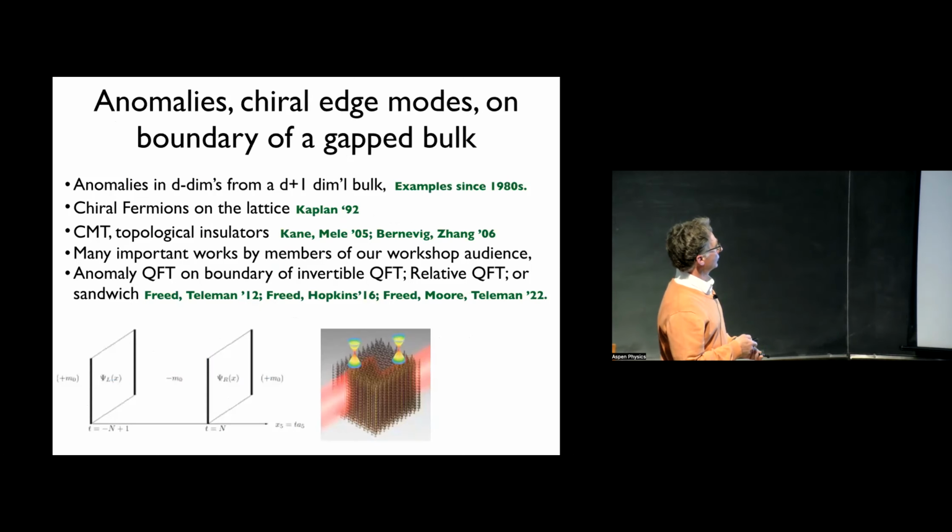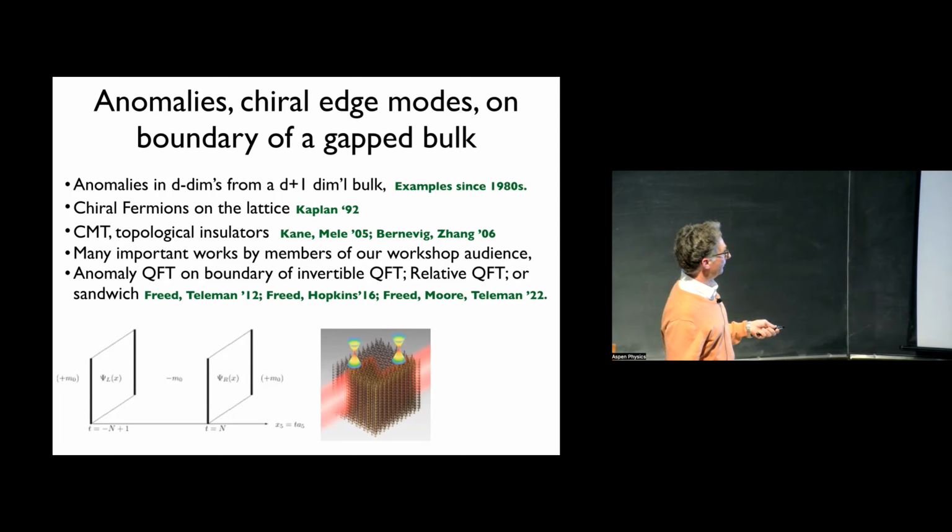Okay. There's been a lot of work on anomalies and chiral edge modes on boundaries of a gapped bulk. There are anomalies in D dimensions from extra dimensions, chiral fermions on the lattice. This is like Kaplan's description, where you can have a mass in an extra dimension that changes sign to give chiral fermions. There's work coming from the condensed matter theory community on topological insulators. This is drawing on important works by members of our workshop audience. You can have anomalous quantum field theories on the boundary of invertible theories.